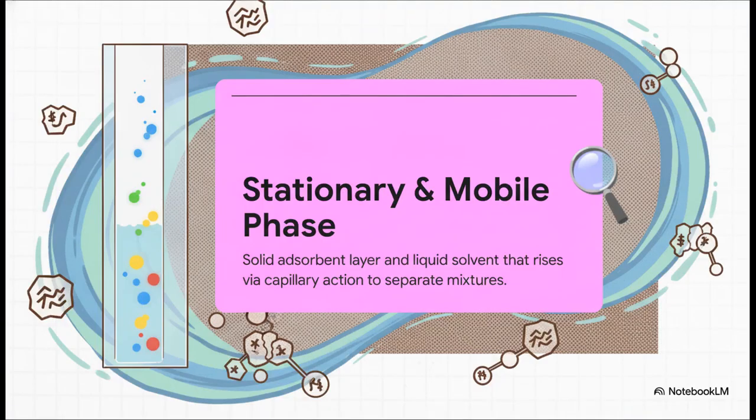But how does it actually work? Well, it all comes down to chemical affinity. Think of it as a choice for the molecules. Do they want to stick or do they want to surf? The stationary phase is your solid layer, usually something like silica gel coated on a glass plate. The mobile phase is your liquid solvent, and it gets pulled up that plate purely by capillary action. If a molecule in your sample really loves that stationary silica phase, it's going to drag its feet and move slowly. But if it prefers the liquid mobile phase, it's going to surf that wave right to the top. This difference in speed is exactly how our mixture pulls apart into isolated spots.